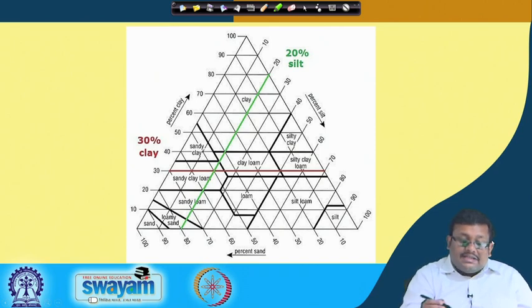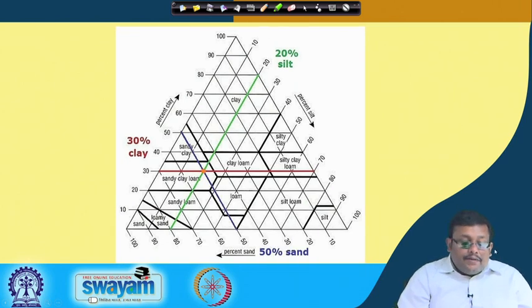In the second step, we know there are 20% silt. So, we will draw another parallel line to the clay axis, this blue green color line you can see here, and both of them intersect at this point. Further, we know there are 50% sand, so we can draw another parallel line. You will see that all 3 lines intersect at this point, and this point belongs to sandy clay loam.